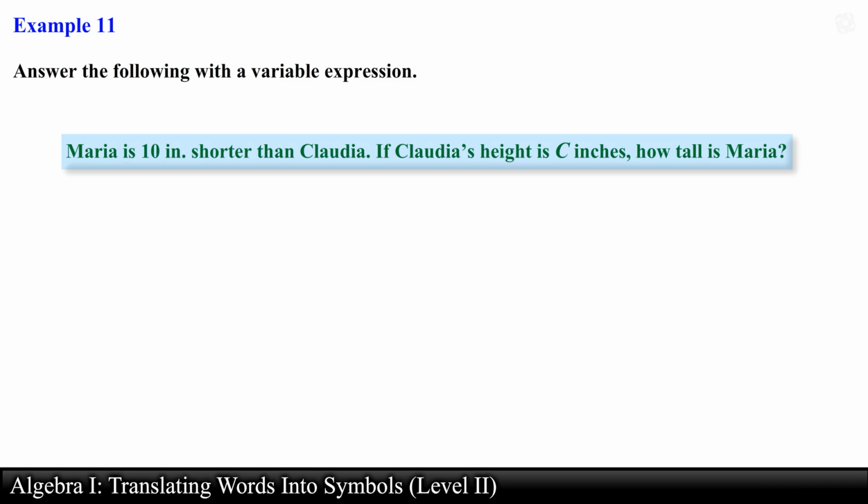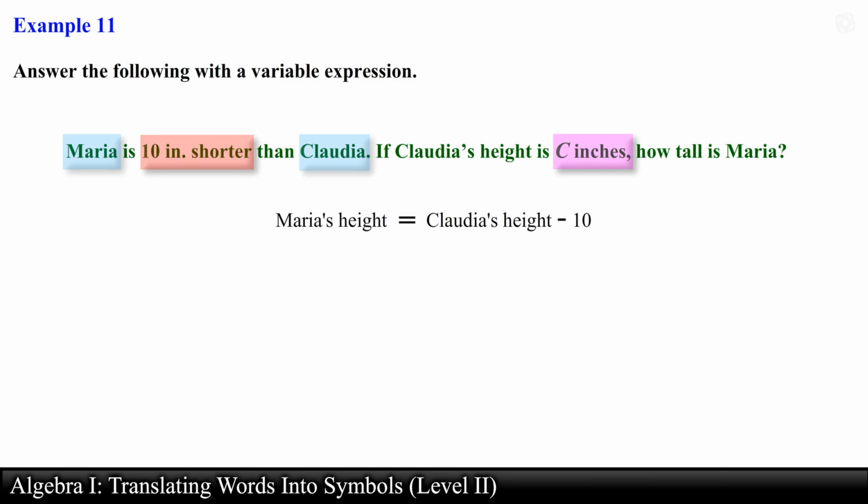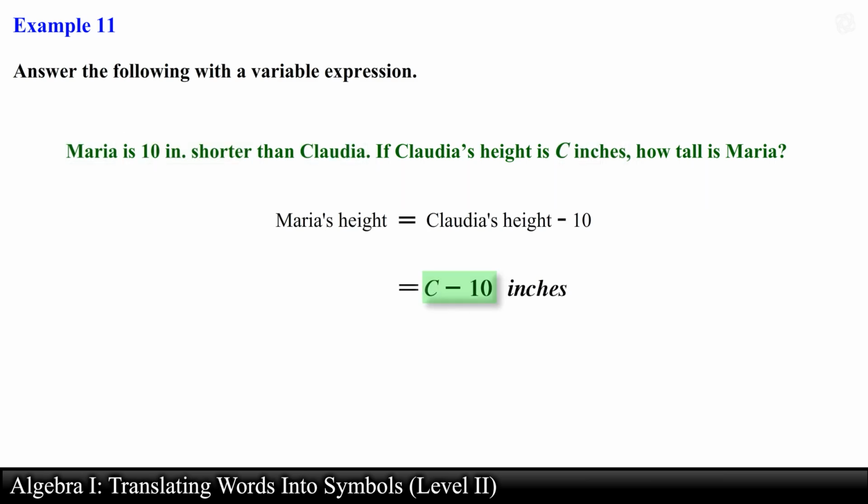The question is asking how tall Maria is, given the fact that Maria is 10 inches shorter than Claudia, whose height is represented by the variable c. So since Maria is 10 inches shorter than Claudia, we take Claudia's height c and subtract 10 from that. This results in a final expression c minus 10 inches, which represents Maria's height.